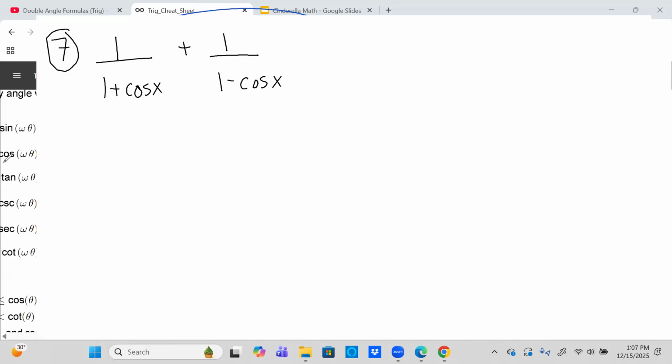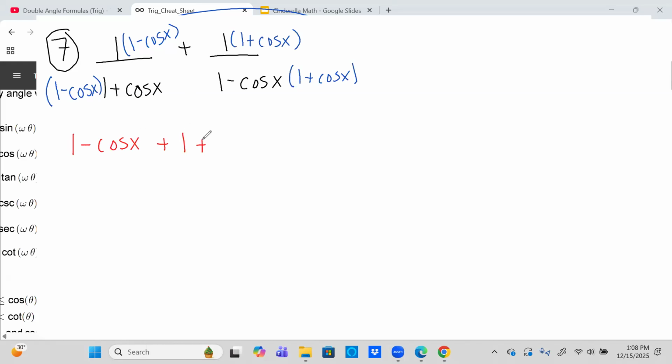All right, we can't do anything with that until we get a common denominator. So over here, we need to invite 1 minus cos. Be fair and invite it upstairs. And on the right side, we need to invite 1 plus cos. Be fair and invite it upstairs. All right, so on the top, we would just have 1 minus cos plus 1 plus cos. And on the bottom, we have a big fraction with a common denominator of 1 minus cos, 1 plus cos.